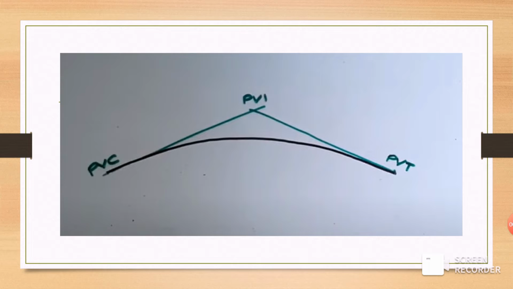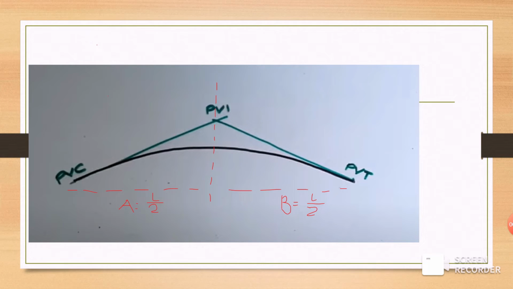When you cut it in the middle, as you can see here in the slide, side A is equal to the total length divided by 2 and side B is equal to the total length divided by 2. So if the total length is 6, side A will be equal to 3 and side B will be equal to 3.